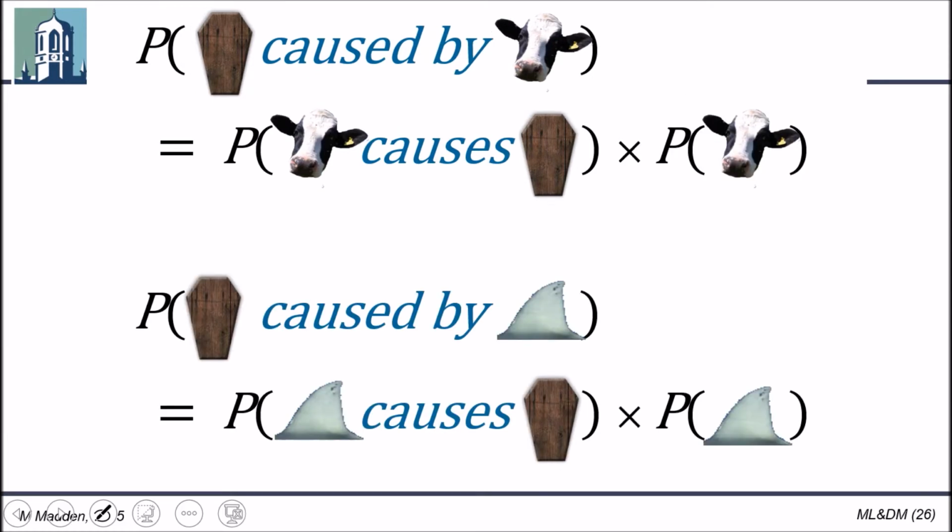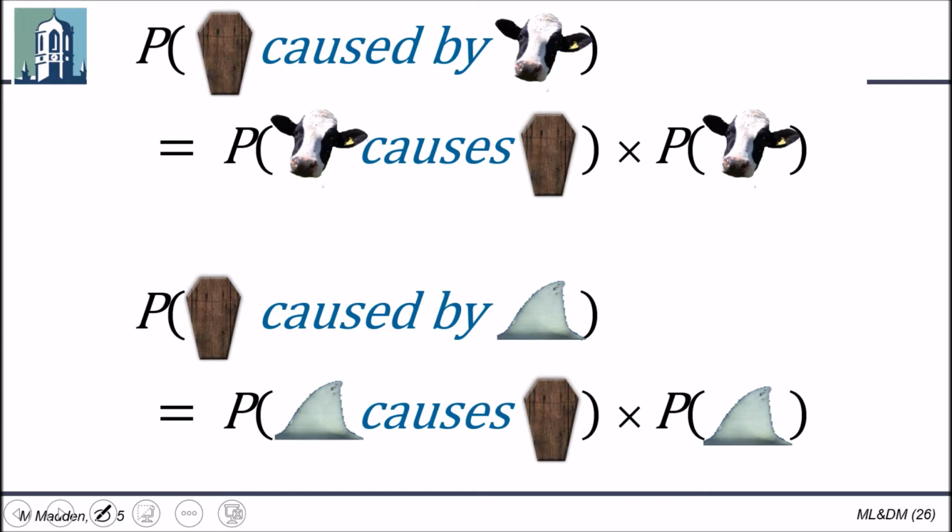Here we have equally, the probability of death being caused by a shark is equal to the probability of the shark causing the death, multiplied by the probability of encountering a shark, divided by the probability of death, which is 1. I've taken away the 1 here because there's no point in dividing by 1, it doesn't change our formulas.